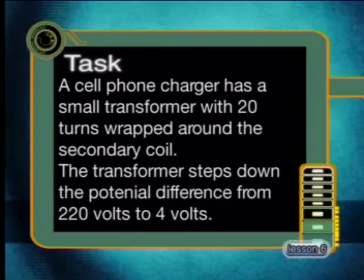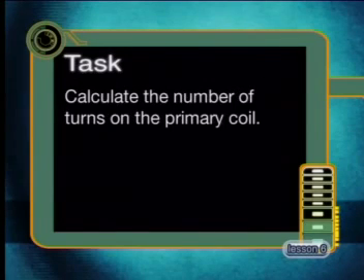For your task, I want you to solve a transformer problem based on the working of a cell phone charger like this one. A cell phone charger has a small transformer with 20 turns wrapped around the secondary coil. The transformer steps down the potential difference from 220 volts to 4 volts. Calculate the number of turns on the primary coil.